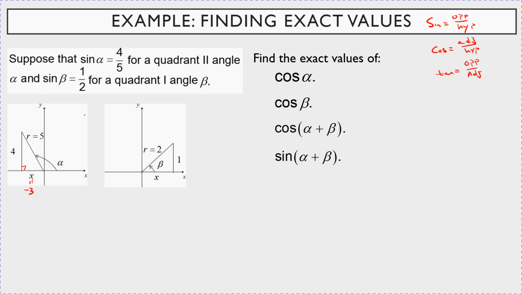All right, and then you're also told you have sine of beta is equal to 1/2, and this is for a quadrant 1 angle. Okay, so here's beta, and here's your right triangle. All right, well, set up the triangle for this. So sine is equal to opposite over hypotenuse. So that's 1 over 2, because that would be the hypotenuse. So then you just have to find x here, okay? And you can use the Pythagorean theorem. So I know a is 1, so this is 1 squared plus b squared is equal to 2 squared. So b squared is equal to 3. And because it's a quadrant 1 angle, x here, this adjacent side, has to be a positive number. So it's just equal to the square root of 3.